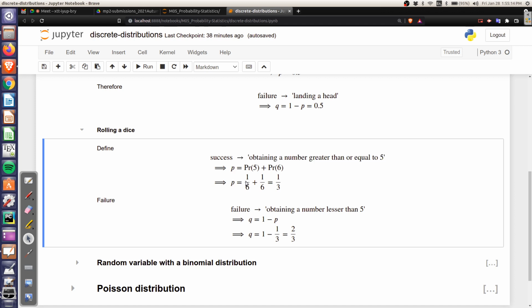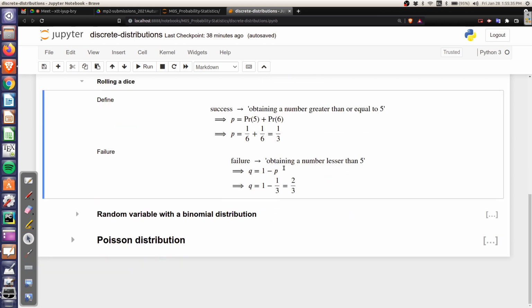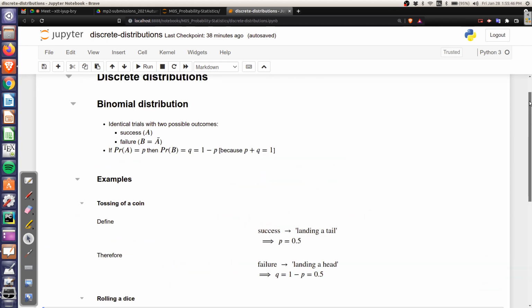So the probability of getting a 5 is 1 by 6. The probability of getting a 6 is also 1 by 6. So the sum of these two, 1 by 6 plus 1 by 6, gives you 2 by 6, which is 1 by 3. So in this case, I have defined my success in this way, and the probability of success is 1 by 3. If the probability of success is 1 by 3, then the probability of failure, which is obtaining a number lesser than 5, is 1 minus 1 by 3, and that is 2 by 3. So these are some examples where you can actually apply the binomial distribution.